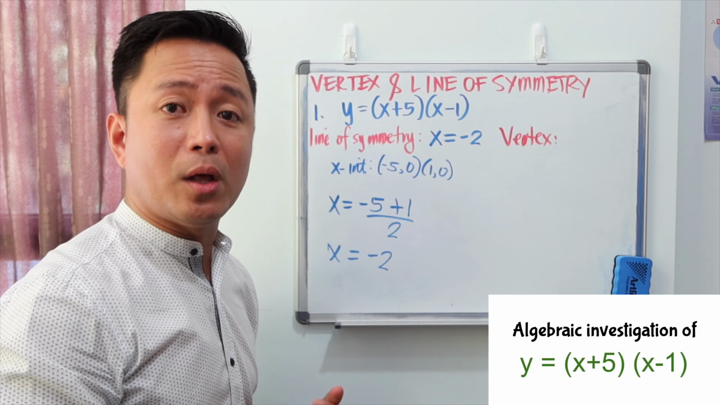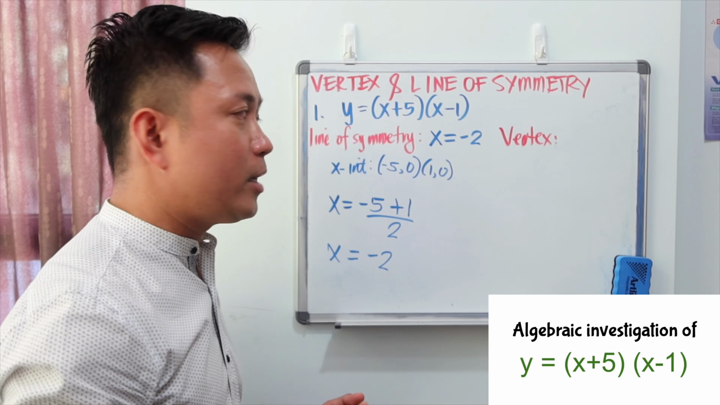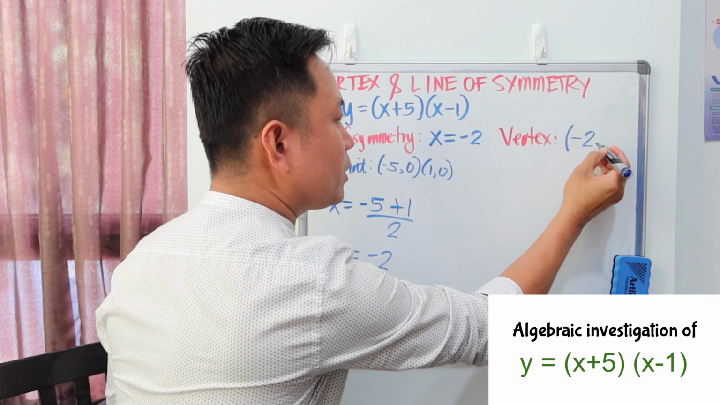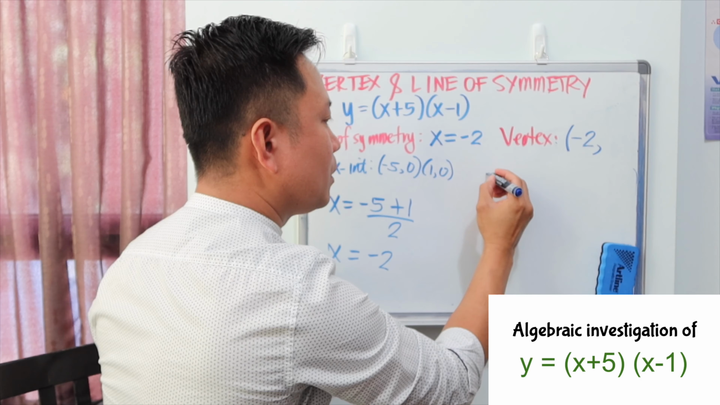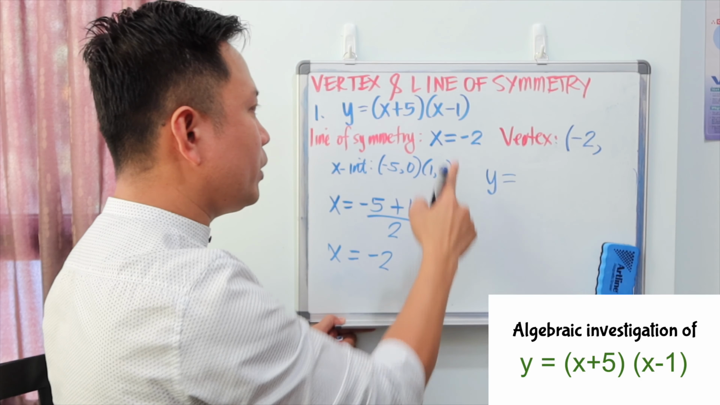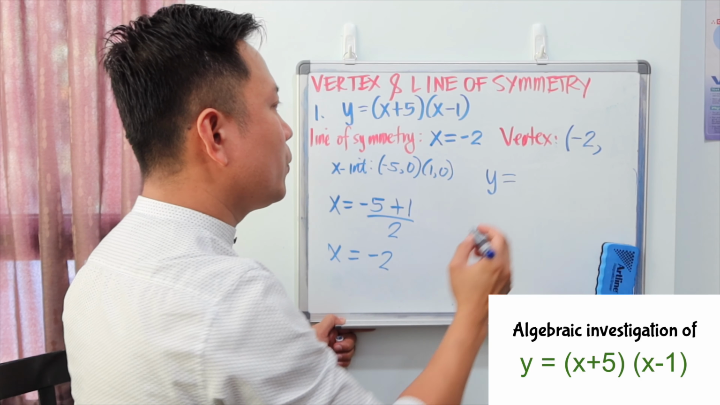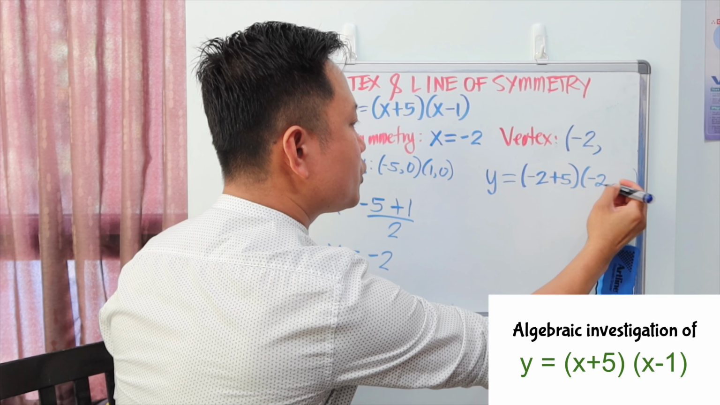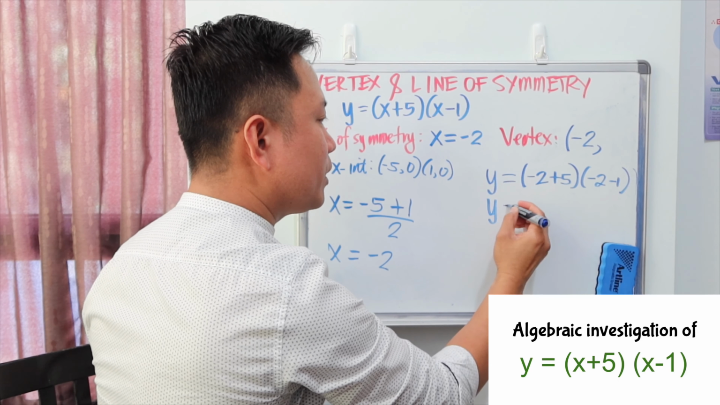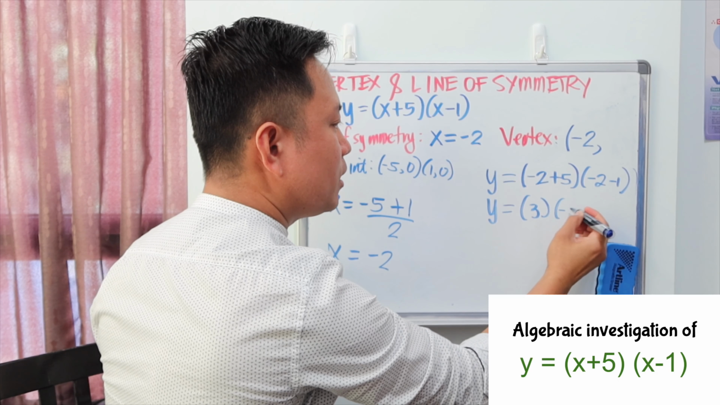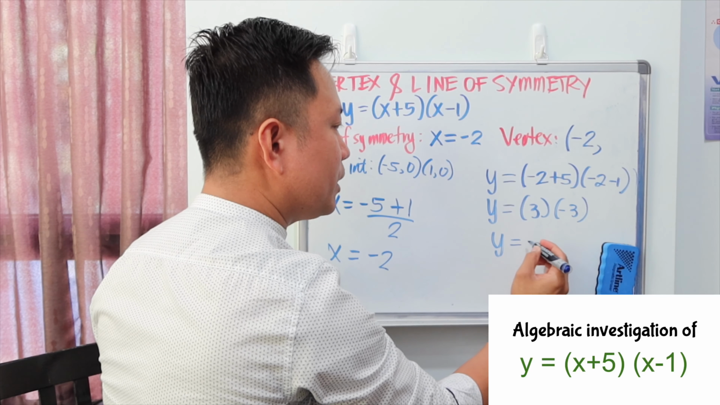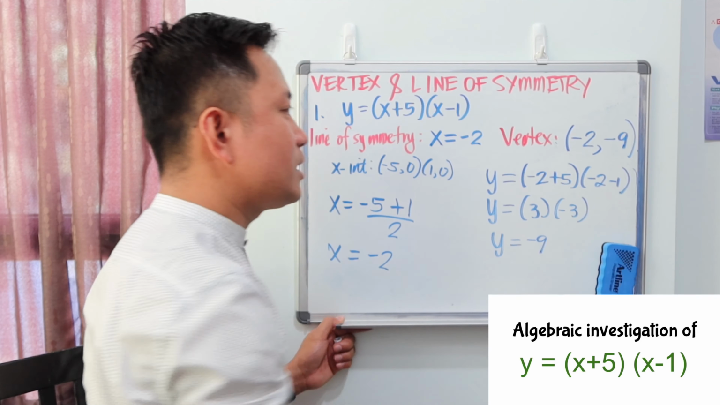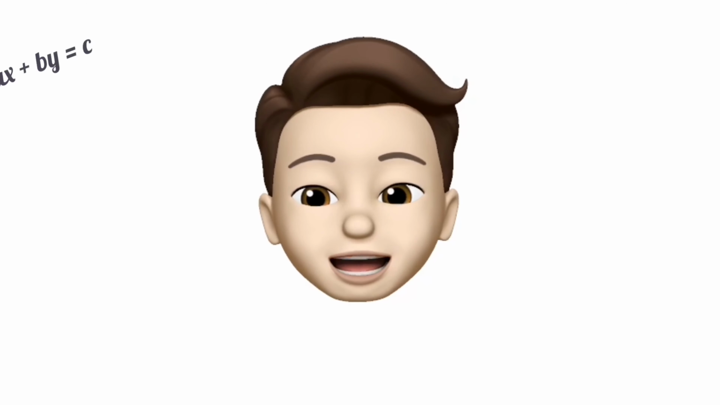Since the line of symmetry will also pass through the vertex, and the line of symmetry is x equals negative 2, this means that the x-coordinate of our vertex is negative 2. So now we need to substitute negative 2 into the quadratic function. We have x is negative 2, so we have negative 2 plus 5, and negative 2 minus 1. Simplifying this, we have positive 3 and negative 3, so the y value is negative 9. And this means that the vertex of this quadratic function is at (-2, -9).